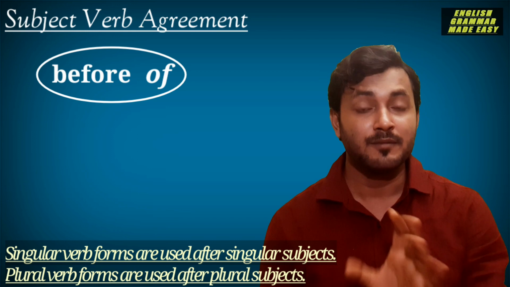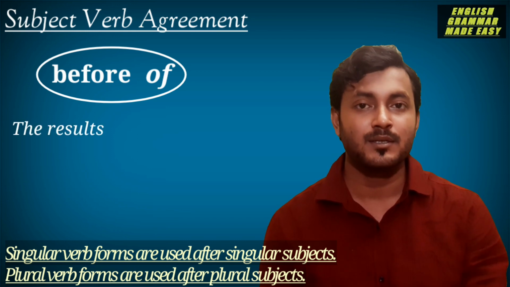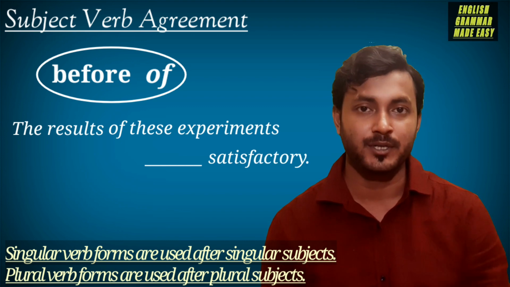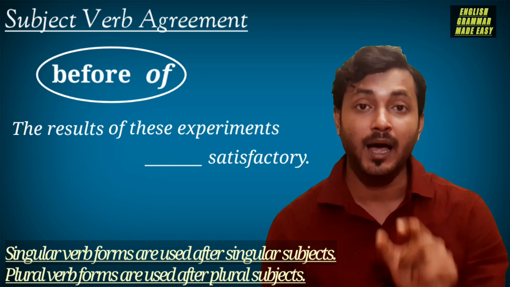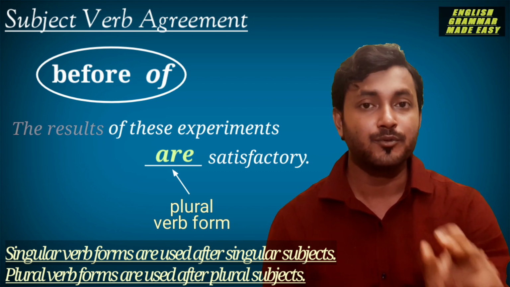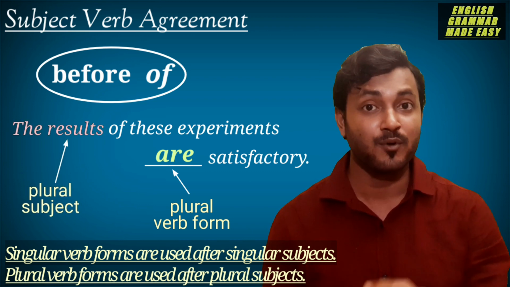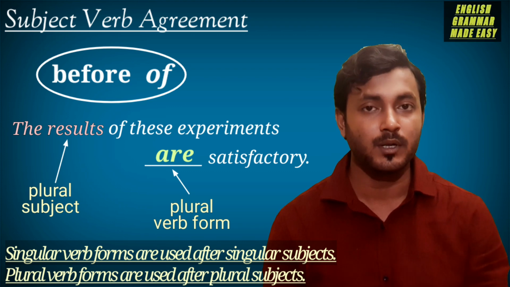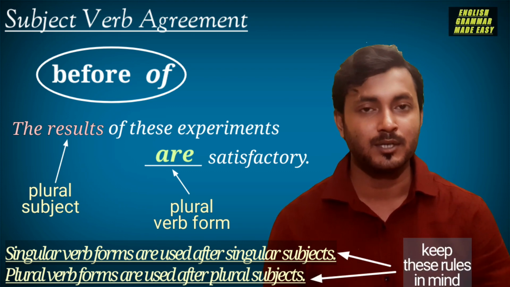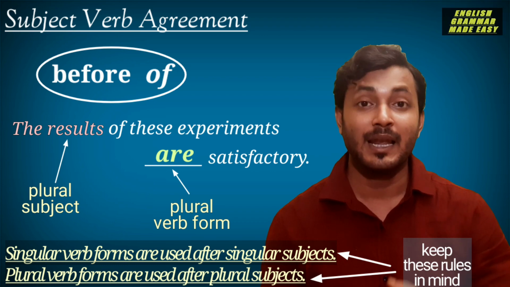Right? If I say the results of these experiments dash satisfactory, what should you write? You will write are satisfactory. Why? Your subject is the results written before of, and that is plural. So you will treat it to be a plural subject. Did you get it? Okay, let us move to the next one.